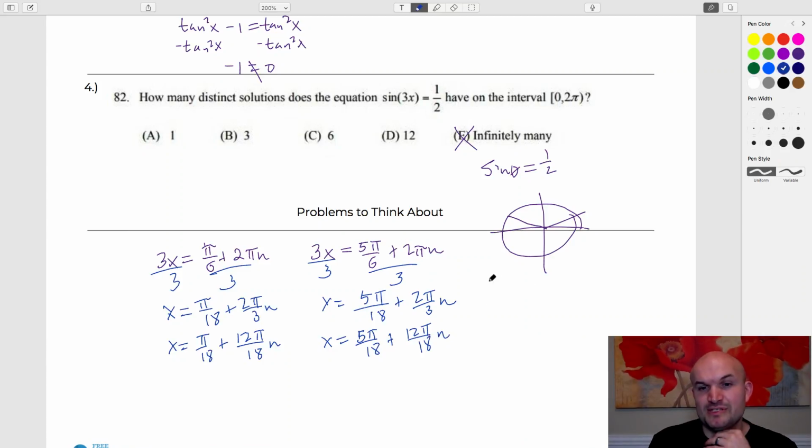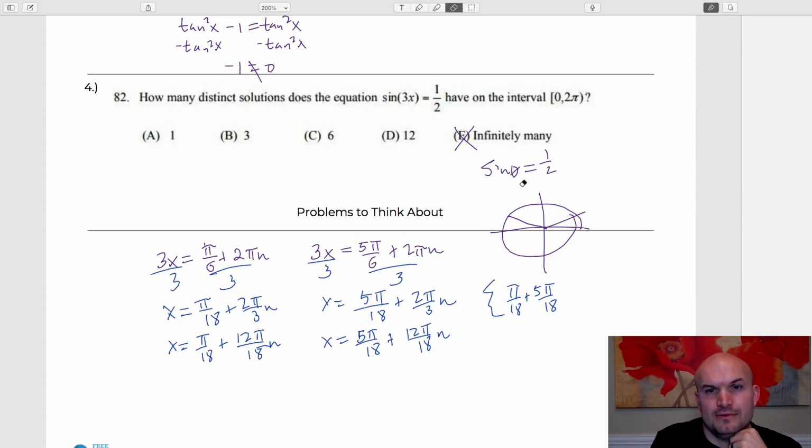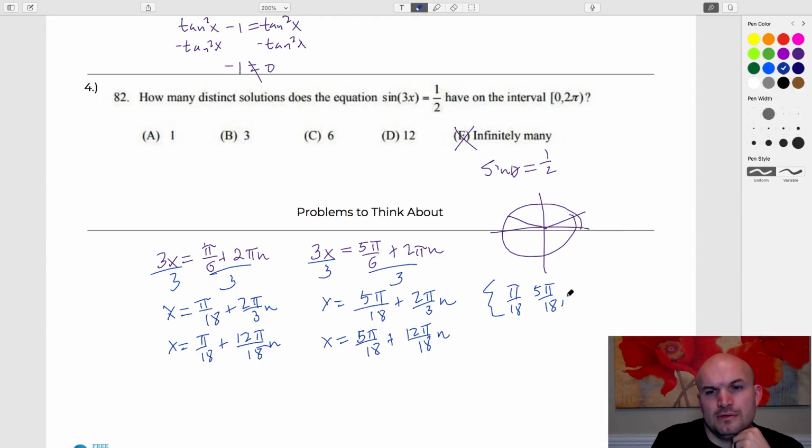Okay, so between 0 and 2 pi. When n is 0, I get pi over 18 and 5 pi over 18. And then when n is equal to 1, you can see that's going to be 13 pi over 18. Why am I doing adding? That's not adding. So I'd have 13 pi over 18.